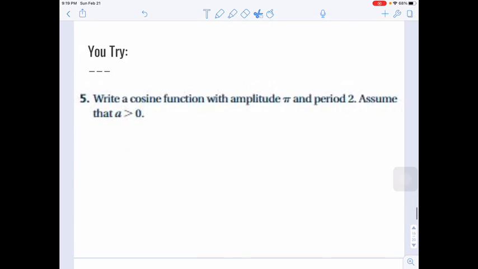And now I would like you to try number 5. Write a cosine function with amplitude pi and period 2. Assume that A is greater than 0.